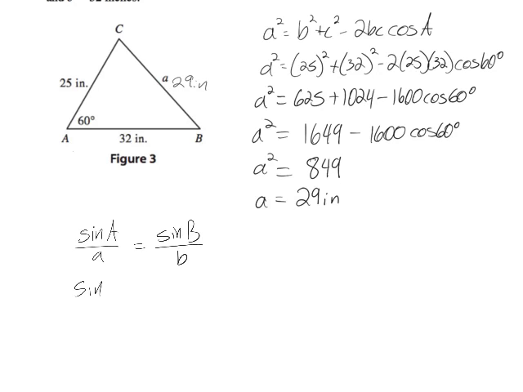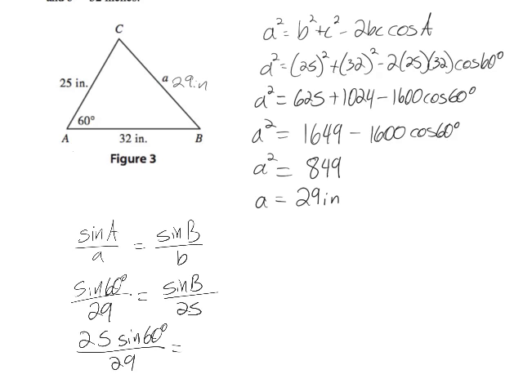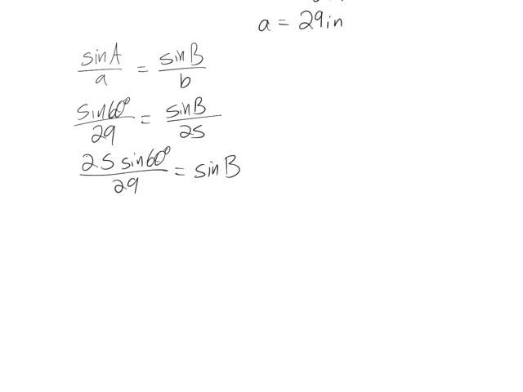Plug in our values. Sine 60 divided by 29 is equal to the sine of B, which is what I'm looking for, divided by 25. So multiply both sides by 25, and of course we're looking for the angle measure, so we're going to have to use the arc or inverse sine to find B. Okay, let me scoot up just a little bit and we'll get that going.